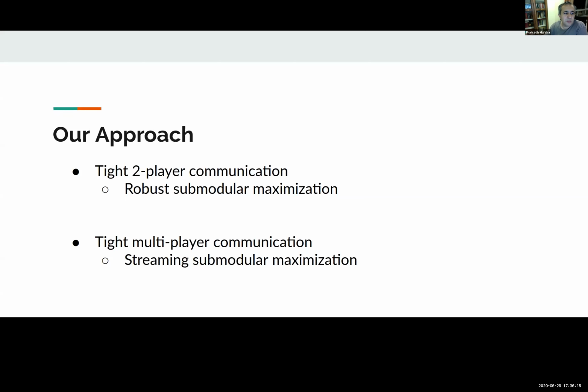Any chance this approach works for maximum coverage when sets are arriving one by one? Yes, so for that case, the 1/2 approximation and the hardness result that we have also work for the coverage function. Basically, coverage is a special case of submodular maximization.